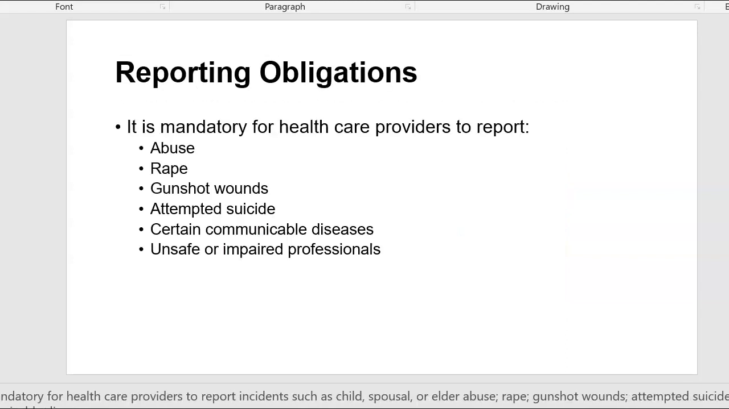Reporting obligations. We are mandatory reporters, and we actually have quite a long list, and there's a link to the list for the state of Michigan in the notes of this slide. But the things that we might see most often would be abuse, any type of abuse, rape, gunshot wounds, attempted suicide, certain communicable diseases, and you'll find those on the list, unsafe or impaired professionals. So if you are working with a nurse who is an alcoholic and smells of alcohol or drinks on the job, you are required to report that.